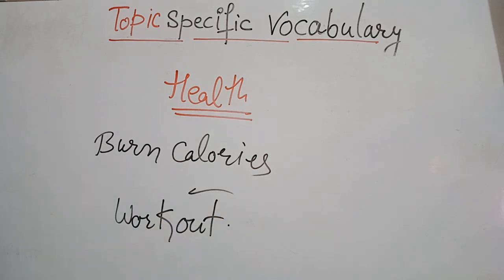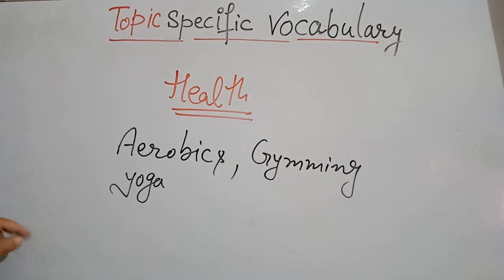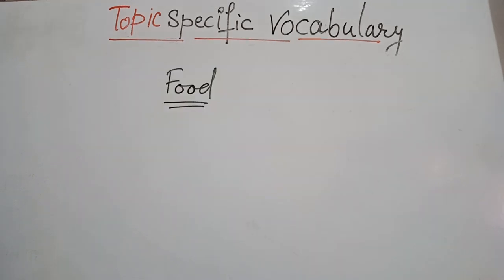Workout, exercise. So these are the kind of exercises like aerobics. Aerobics is a type of exercise that is done by dancing. Gymming means gym workout. When you go to the gym, do exercise over there like bench press, sit-ups, push-ups, yoga. Yoga, Indian way of exercising like stretching. So these are the kind of words that you can use in health related essays, and they are topic specific words. Now we are moving to next topic.